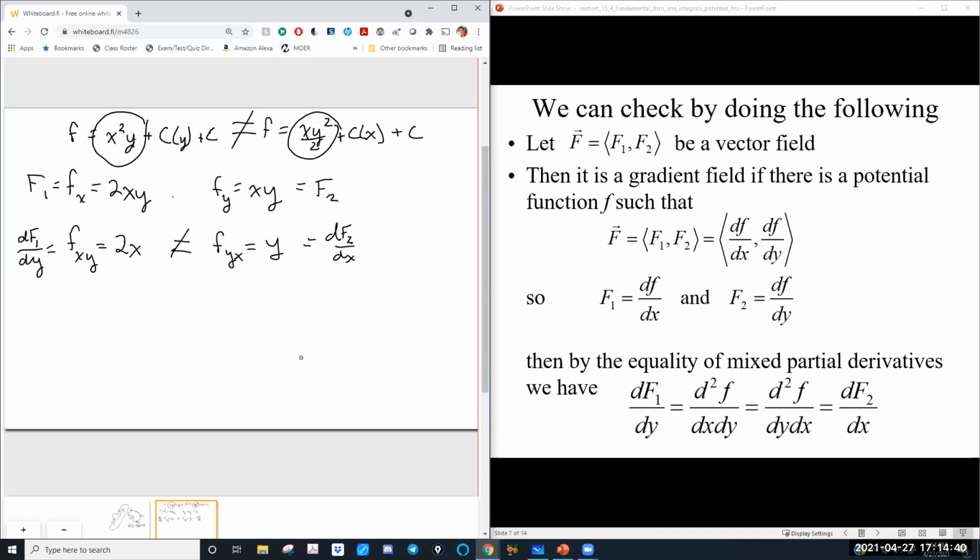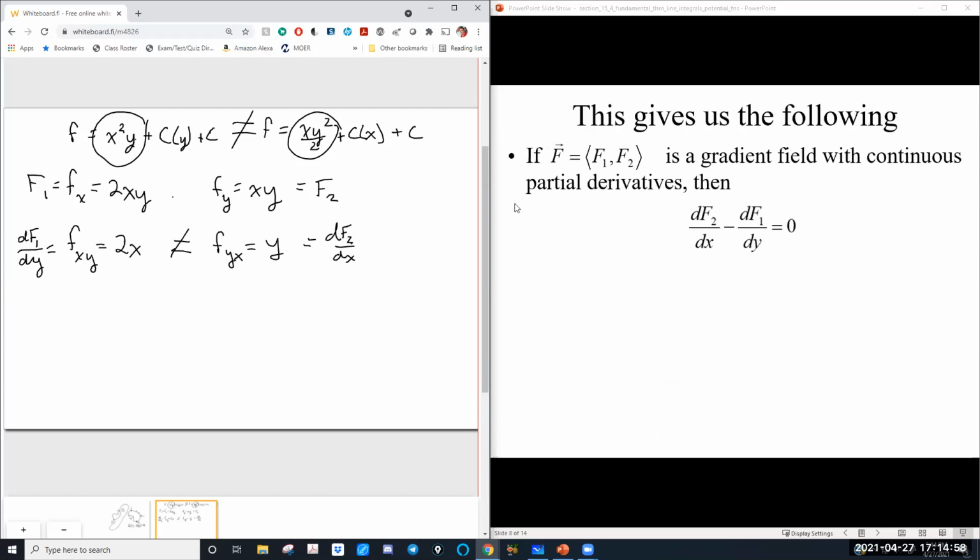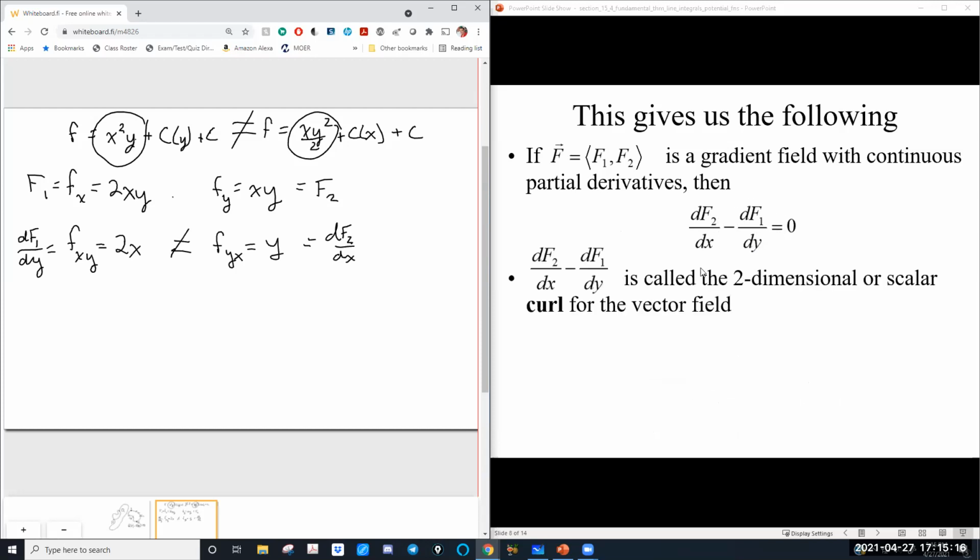Now, we are going to combine this with something we did last week, and this is what you saw in the videos. Because when we're finding df2 dx and df1 dy, we're finding the components of the curl. So one way of testing it is by doing the curl, and if the curl is 0, we know that we have a path-independent vector field, and therefore there is a potential function. All right? So this is what's called the curl test.